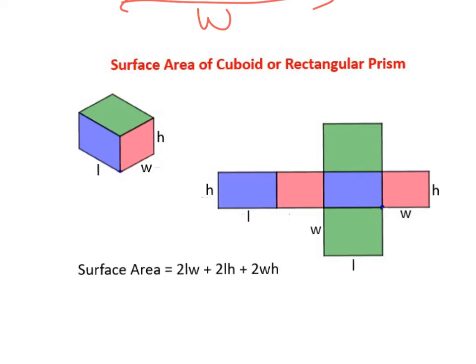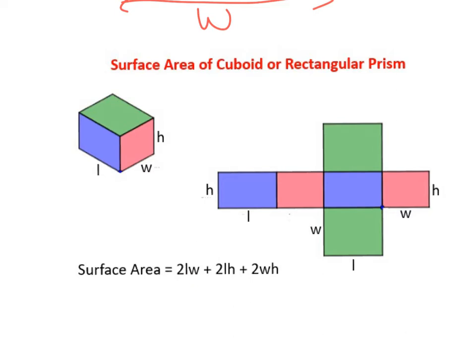So once you have a net drawn out like this, to find the surface area, you just find the surface area of each individual shape here. In this case, they're all rectangles, then add them together. So to find the area of the bottom, it would be the length times the width. To find the area of the top, it would also be the length times the width. So part of the total surface area is going to be 2 lots of the length times the width. So this is the 2 green areas.